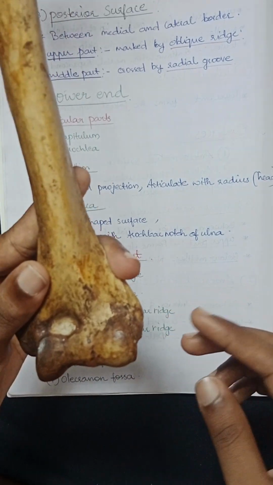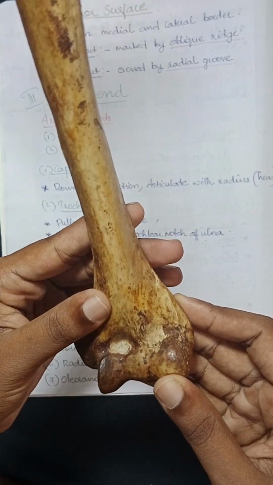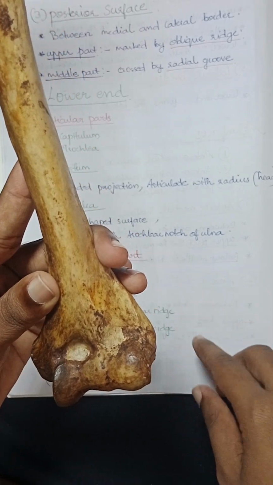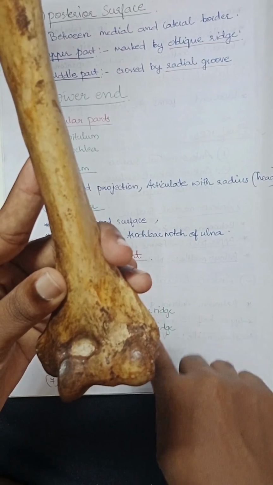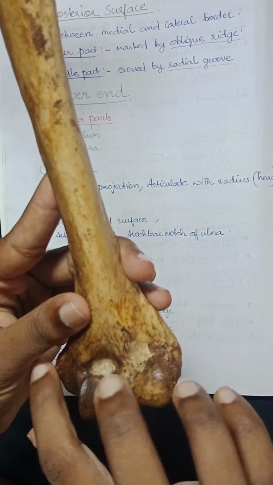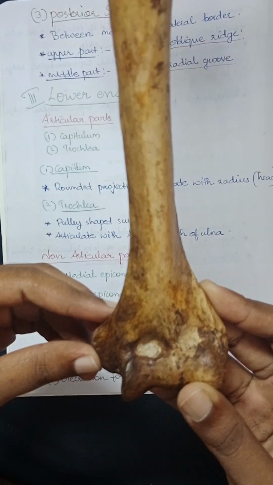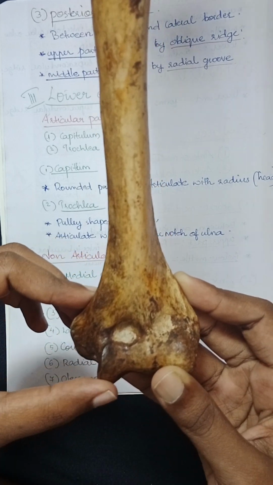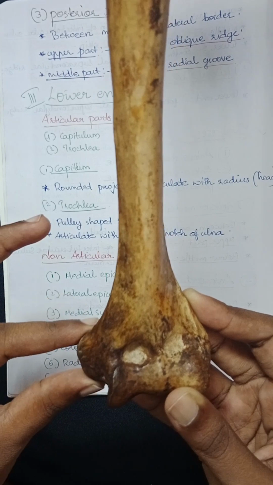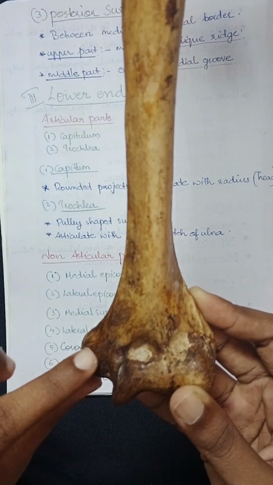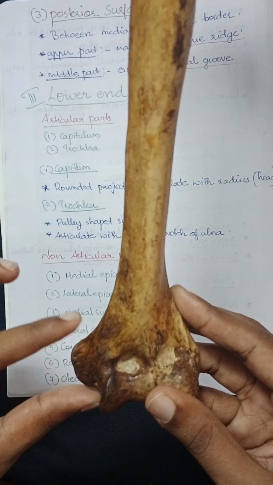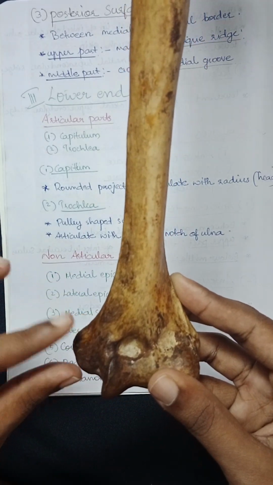Then we can talk about the non-articular parts, which are not articulating with any other structure. These are 7 in number. These are the medial epicondyle and lateral epicondyle. First, the medial epicondyle is seen near the trochlea. It is a prominent bony projection on the medial side of the lower end. This is the medial epicondyle.